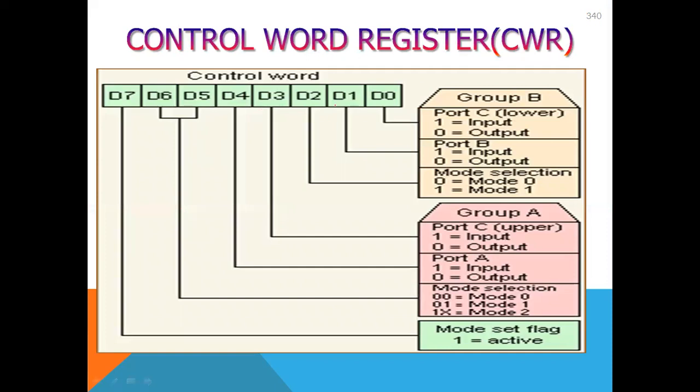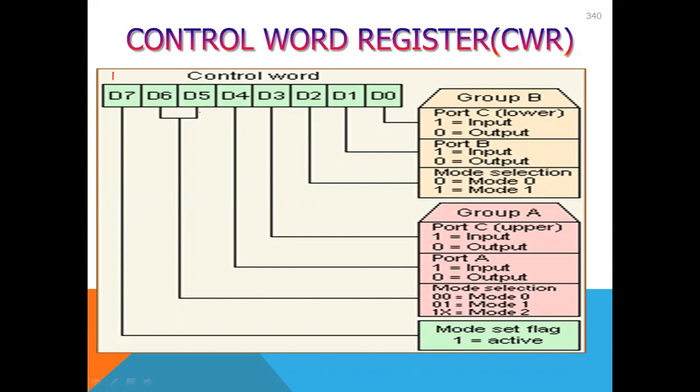So the 8-bit control word register, we already know, is D0, D1, D2 up to D7. This control word register directly communicates to the processor. The first one is D7. Based on D7 only, the entire circuit will be active. If D7 is 1, the remaining all will be enabled. If the D7 value is 0, all will be disabled.